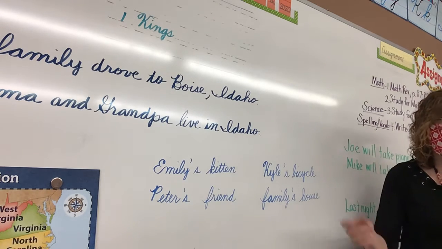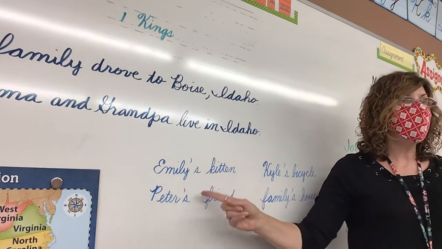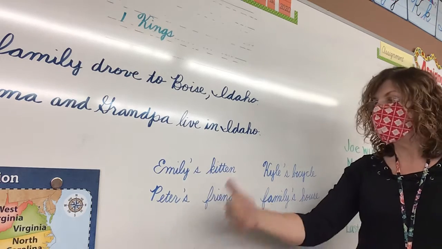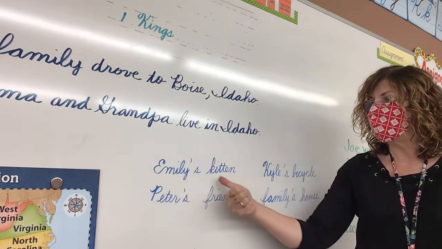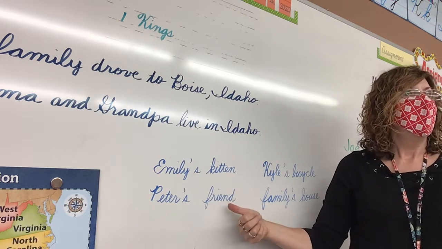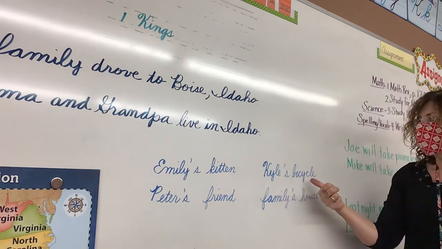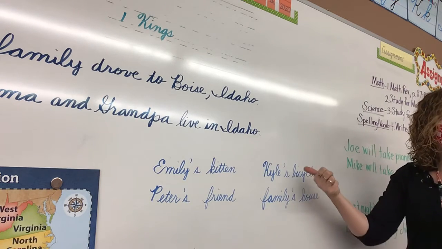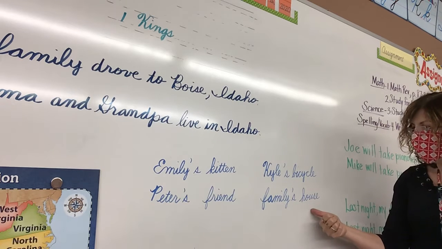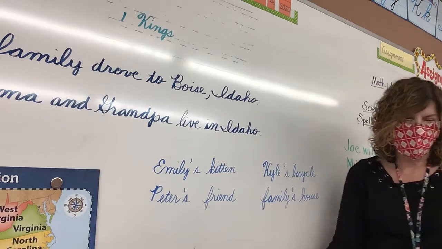They're going to give you sentences similar to what I just said, and you would change it to ownership by putting who it belongs to with an apostrophe S, and then what belongs to them. Emily's kitten, the kitten belongs to Emily. Peter's friend, the friend belongs to Peter. Kyle's bicycle, the bicycle belongs to Kyle. And family's house, because the house belongs to the family.